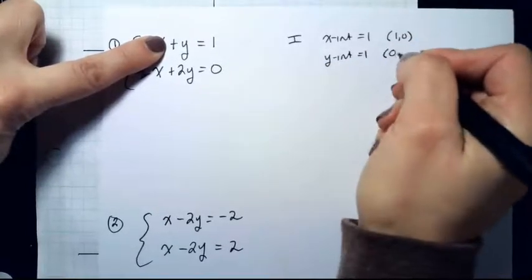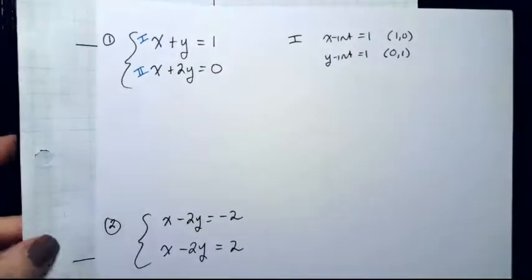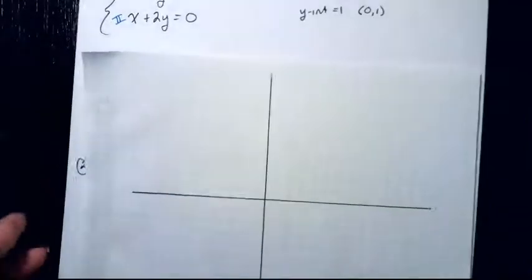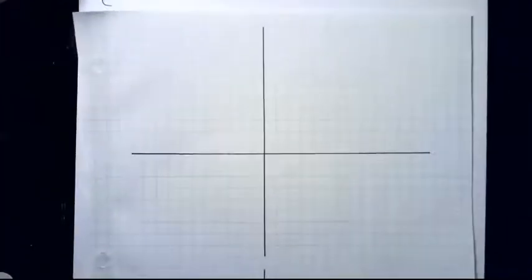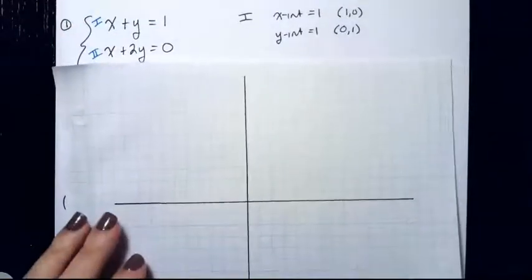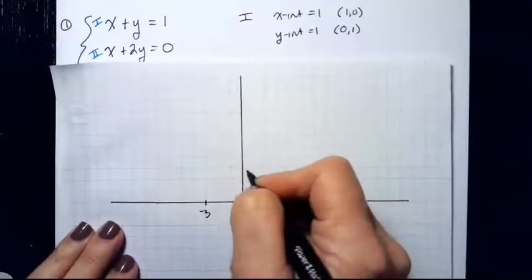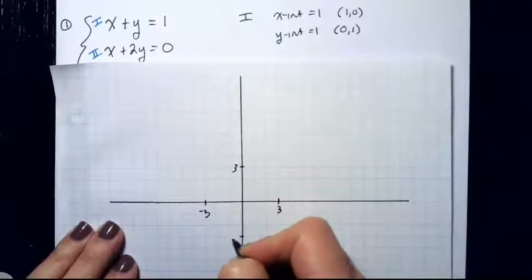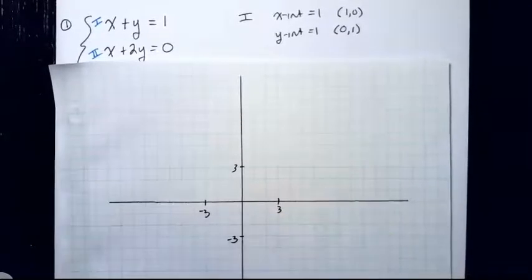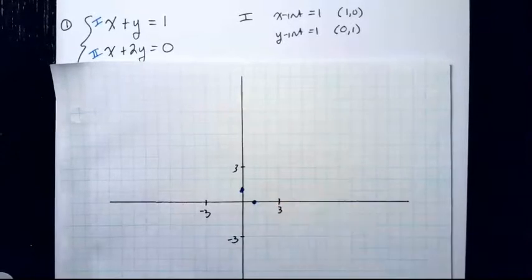So that would be the point 0, 1. So I could go ahead and plot those 2 points to find that line. So let me go ahead and do that here. On my graph, I'll just use a scale of 1 in each direction. So let's say here I have 3. This would be -3, +3, -3. All right, so my first equation has a y-intercept at 1 and an x-intercept at 1. So my line would be the line that connects those 2 points.